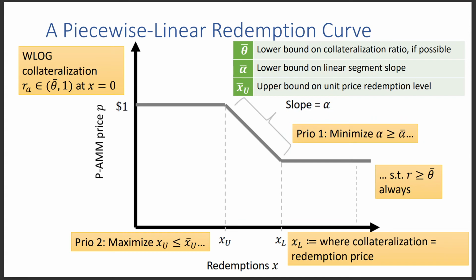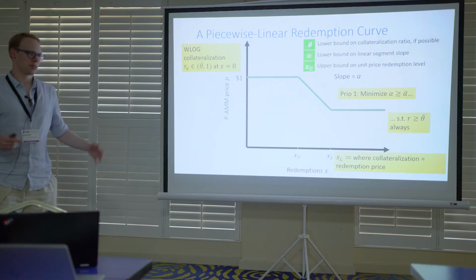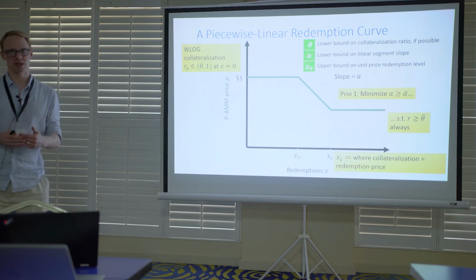And now we have two parameters to choose. We have this slope to choose, and we have this cutoff to choose. The way we propose is that there's a certain trade-off. The longer you support a price of $1, the steeper you have to make this so that it works out. And we say this slope is more important, because it's important that the price decline does not become discontinuous.